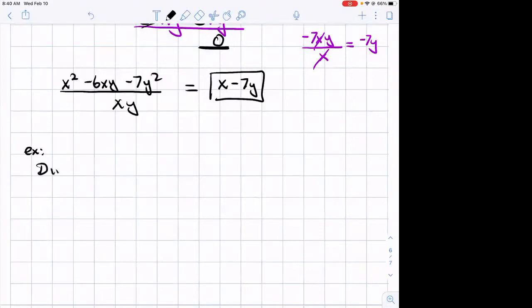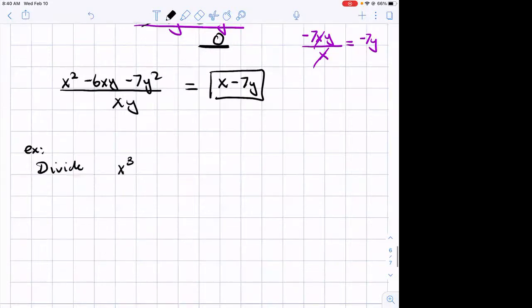Divide x cubed plus 9x squared plus 26x plus 24 divided by x plus 2.